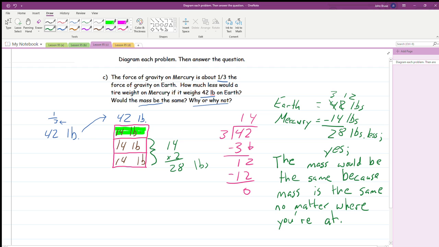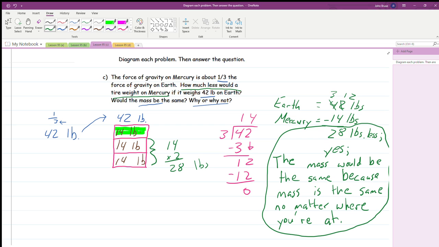Right, and I'm going to go back and make sure I answered all the questions. This is how much less would a tire weigh on Mercury? Well, I answered that right there. And then it says, would the mass be the same? And we wrote yes. And then it says why or why not, which is this part. So we answered all parts of the question. We had 3 questions it was going to ask us, so I'm going to circle my answer here. All right, there you go.